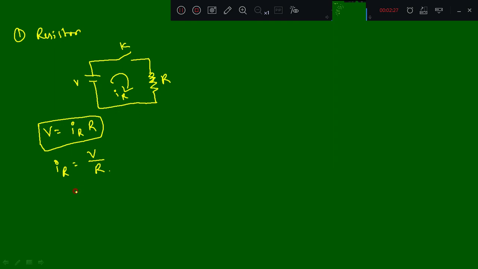Okay. So the current through the resistor varies instantaneously when K is closed, and power is dissipated as heat and it doesn't store any energy. So this is about the resistor. The current varies immediately when K is closed. Okay. So the next concept is the inductor.